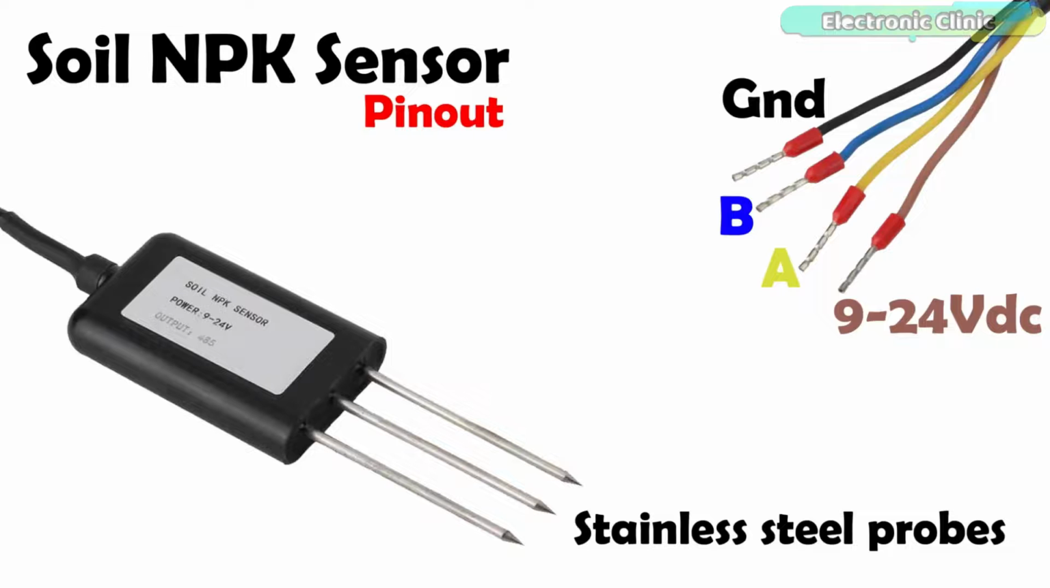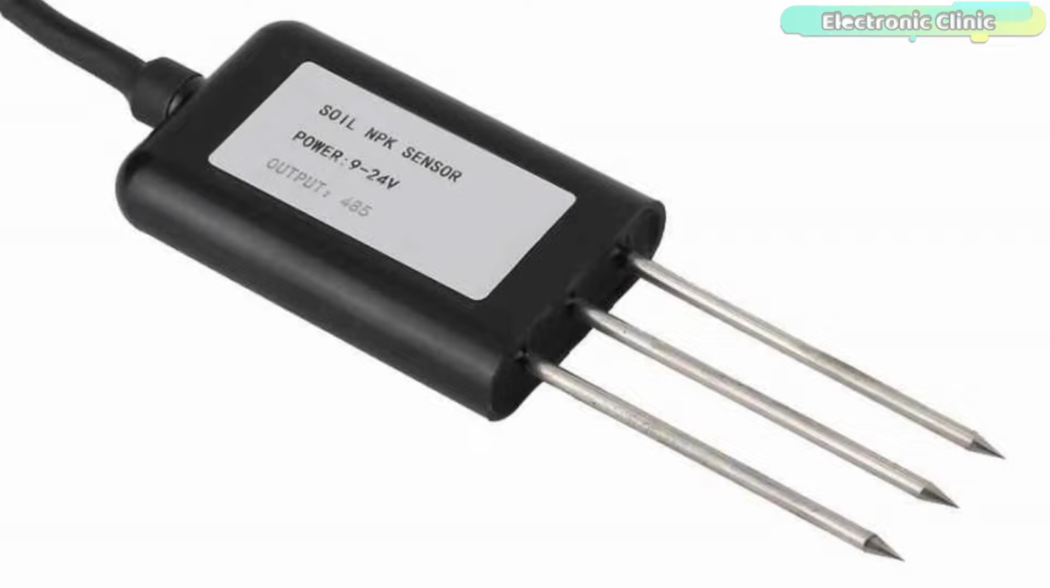The soil NPK sensor has a total of 4 wires. Brown wire is the VCC wire and it should be connected with 9 volt to 24 volt DC power supply. The black wire is the ground wire and it should be connected with the Arduino's ground. The remaining 2 wires, which are the blue and yellow wires, these are the B and A wires, and these 2 wires should be connected with the B and A pins of the MAX 485 Modbus module, which I will explain in a minute. So you will need 9 to 24 volt DC to power up this soil NPK sensor.